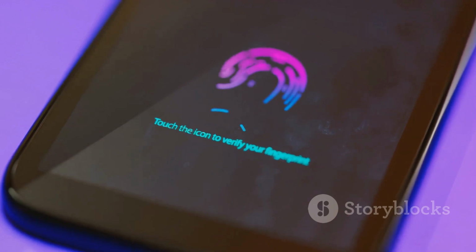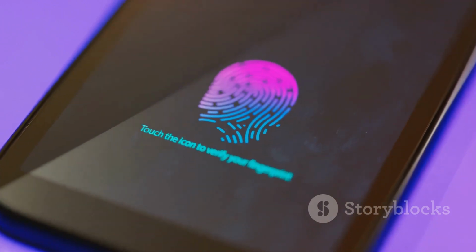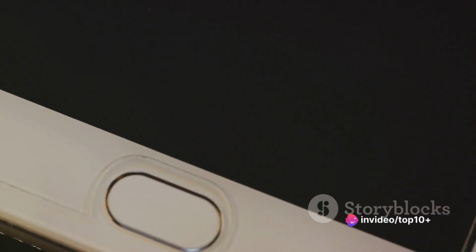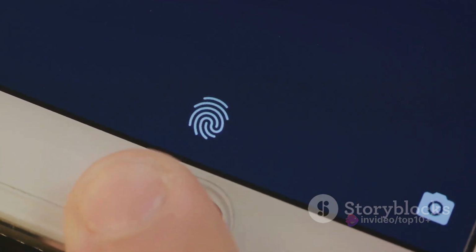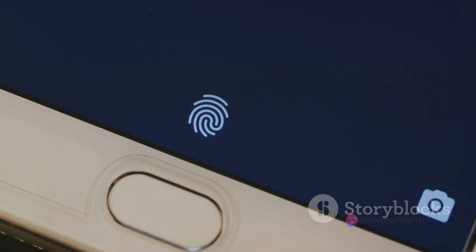One area of rapid advancement is in-display fingerprint sensors. These are not only aesthetically pleasing, eliminating the need for a separate sensor pad, but they also offer an extra layer of convenience. Imagine your screen is not just a window to your digital world, but also a key to unlock it. The beauty of this technology lies in its seamless integration into the user experience.